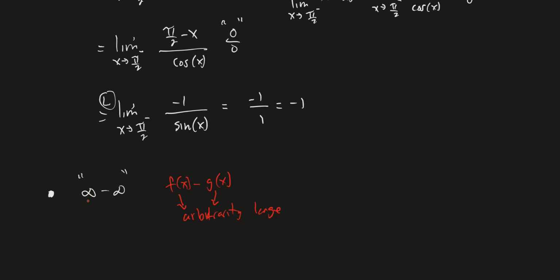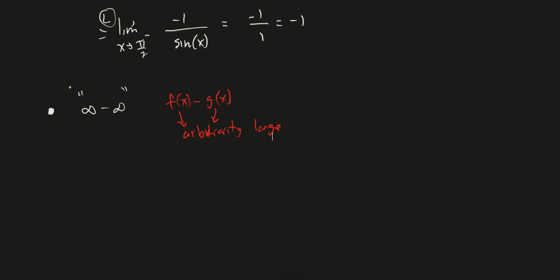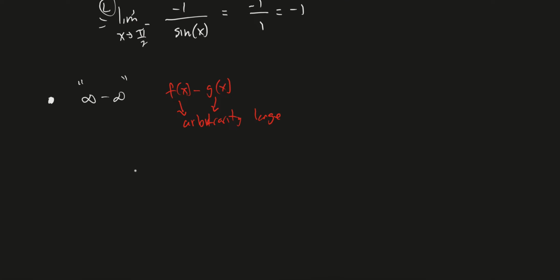If they're getting large at roughly the same rate, then yeah, the difference will be roughly the same. But what if this function, your f of x, is getting larger at a much faster rate than g of x? Or the flip of it, what if g of x is getting larger at a much faster rate? Then it's hard to tell what's going to happen to the difference, right? And again, it's not something that we can tell by looking. So this infinity minus infinity is another one of the indeterminate forms.